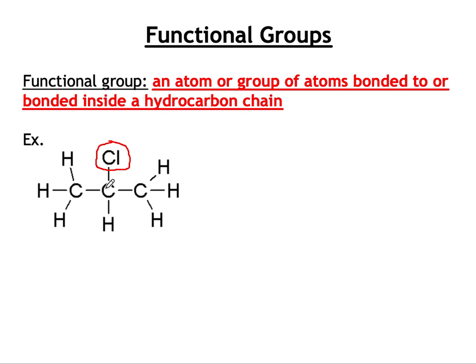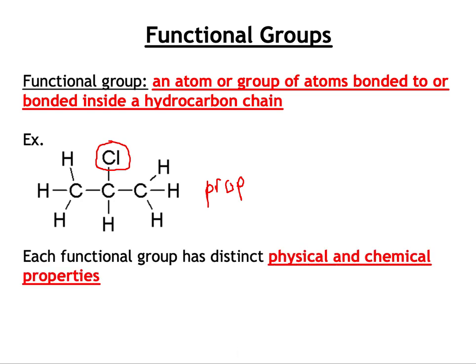In this case, it's a 3-carbon chain. And if you remember, a 3-carbon chain starts with the prefix prop. So we know that this is 3 carbons long. Somewhere in here, there's a chlorine, and that we call a functional group. And what's special is that each functional group has distinct properties. So something with a chlorine is going to behave very differently than something that has, say, an oxygen or a nitrogen, a different element. Different elements we already know behave differently. Same thing with different functional groups.